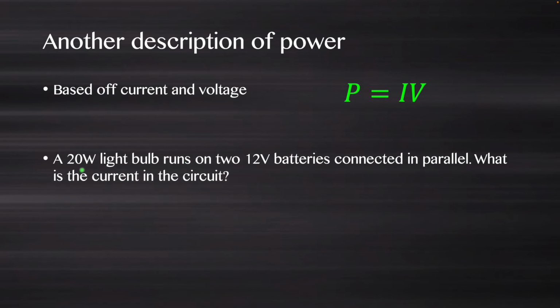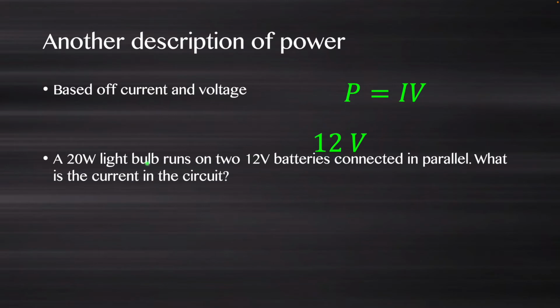So this next question is saying a 20-watt light bulb runs on two 12-volt batteries connected in parallel. What is the current in the circuit? Okay, a bit of a different question here. First, we'd have to remember from previous lessons that if I have two 12-volt batteries connected in parallel, the voltage of the circuit is going to still be 12 volts. If we need a refresher on that, you can go back to those other videos. Because they're in parallel and they're the same voltage, we just put that as a voltage for the whole circuit.